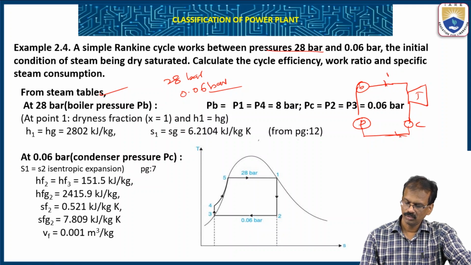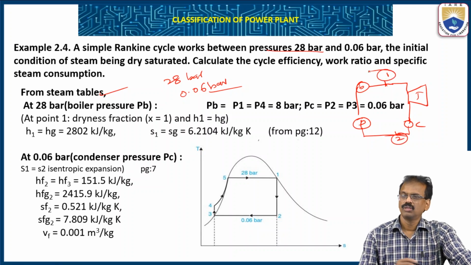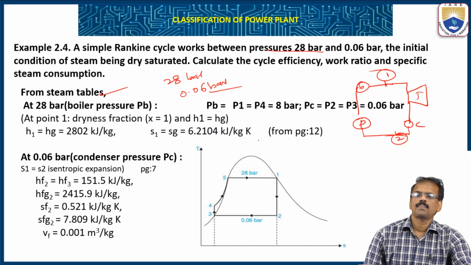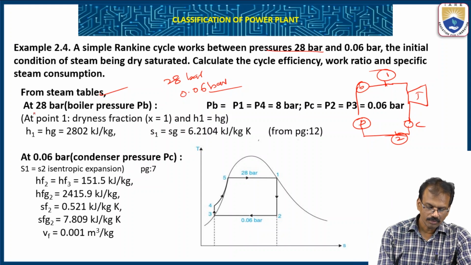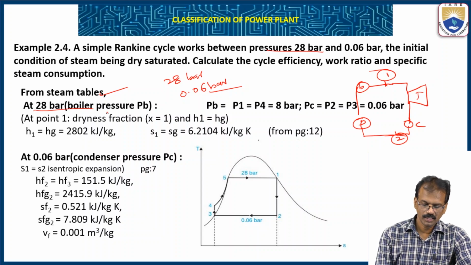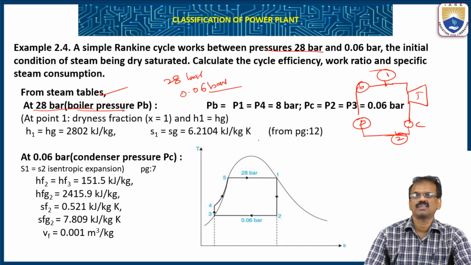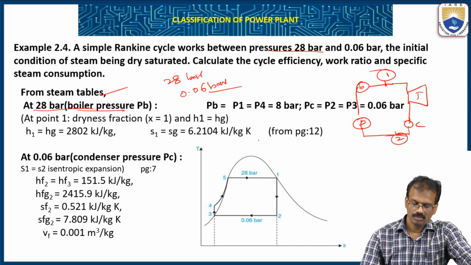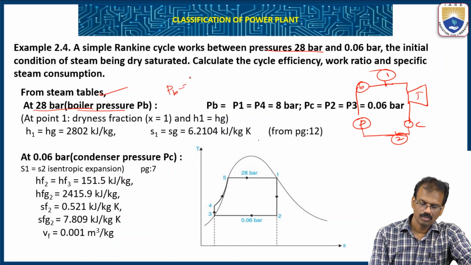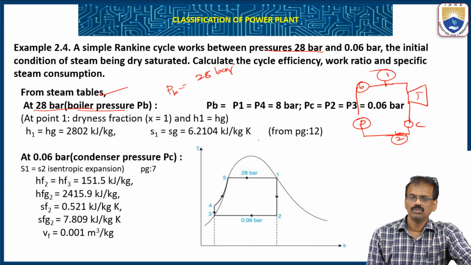So this one is condition two. Here, just like the first one, the boiler pressure has been given, which is represented by PV. So the boiler pressure PV is equal to 28 bar. Okay.